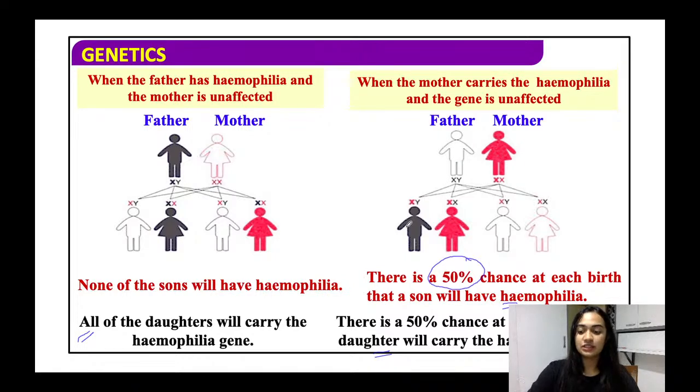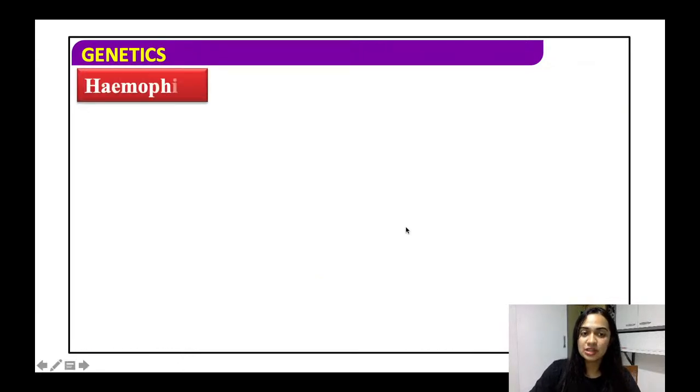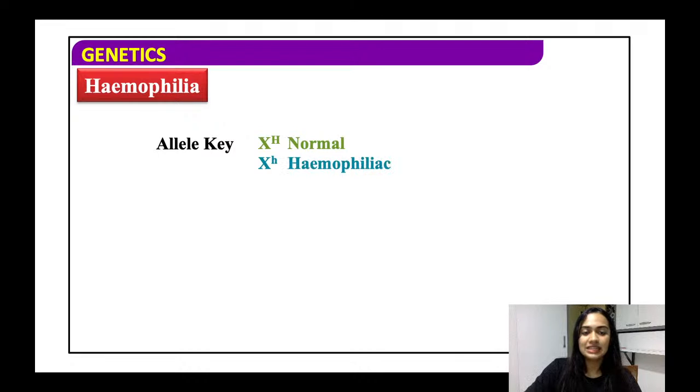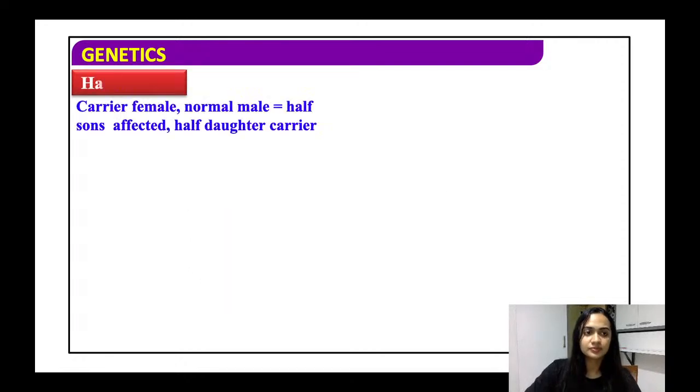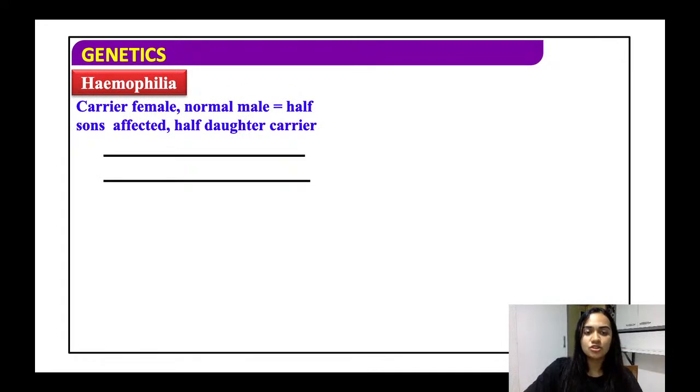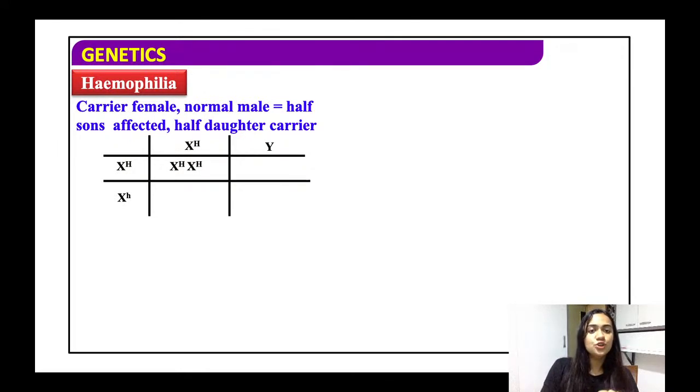फीमेल ऑफस्प्रिंग तब इफेक्ट होंगे जब जैसे कि मैंने बताया कैरियर फीमेल होती है और अफेक्टेड मेल होते हैं, एलील की, all right, so allele is basically what represents normal and what represents hemophilia. So these are the female genotypes, these are the male ones, all right. Now a carrier female with a normal male, so half daughters are the carriers. So see, यहाँ पे क्या है, फीमेल जो है वो कैरियर है एंड जो मेल है वो नॉर्मल, carrier female, normal male, half sons affected and half have the disease.